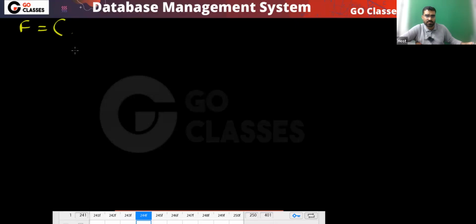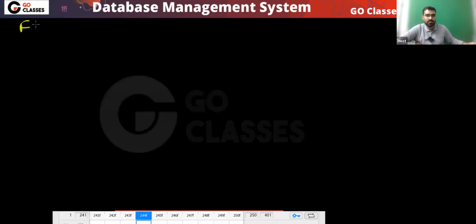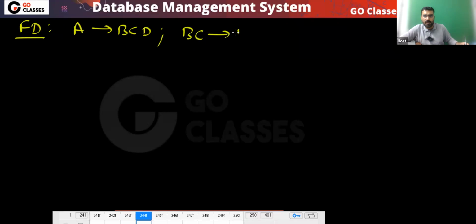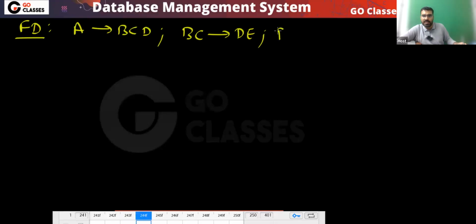The FD set is given. In the FD set you have A determining BCD, then BC determining DE, then B determining D, and then D determining A.